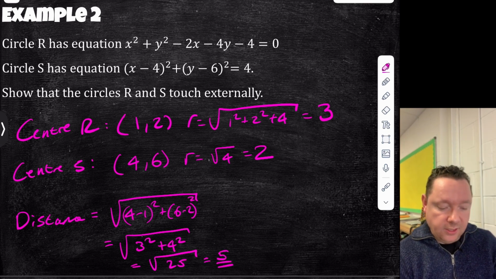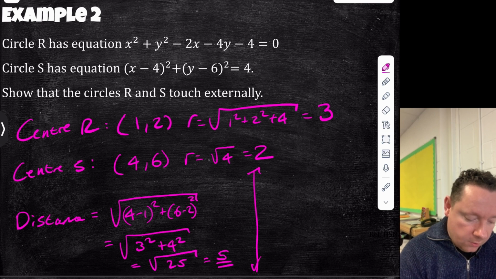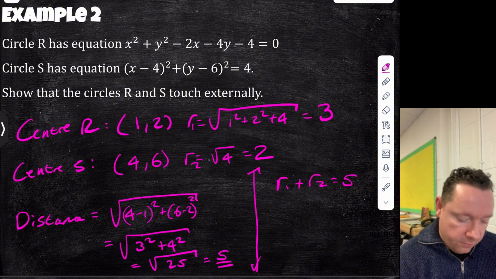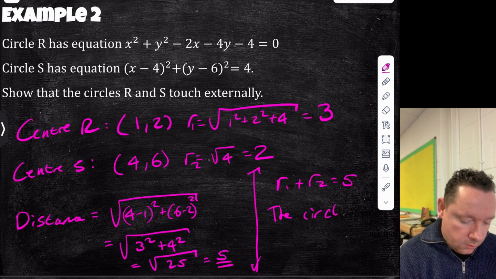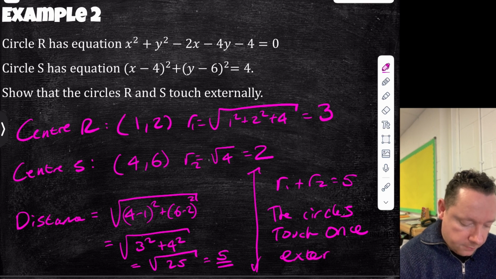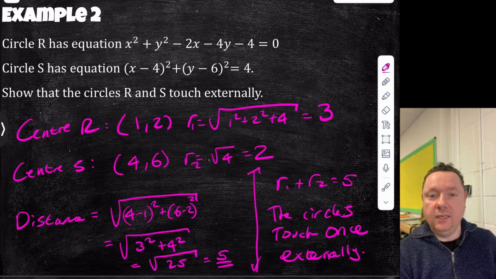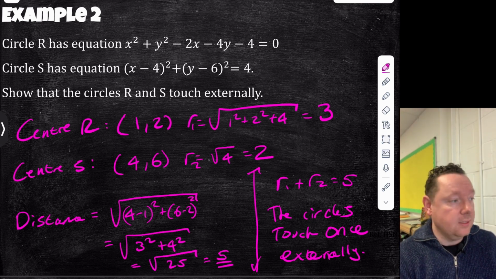So the distance between the centres is 5, but if we call that R1 and R2, R1 plus R2 also equals 5. Therefore, the circles touch once externally. That should be obvious because the sum of the radii is exactly the same as the distance between the centres.